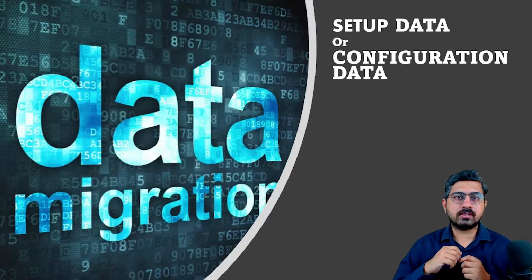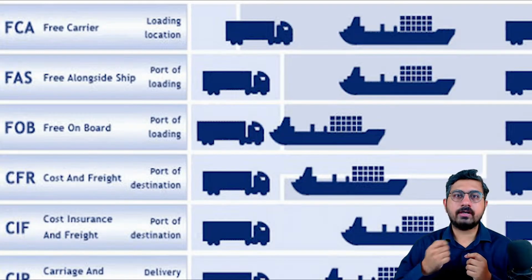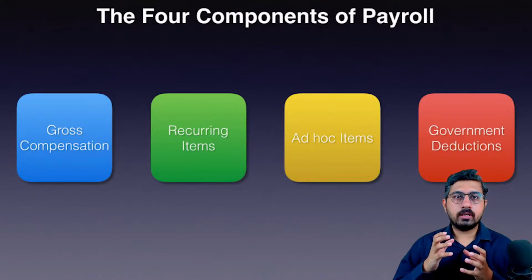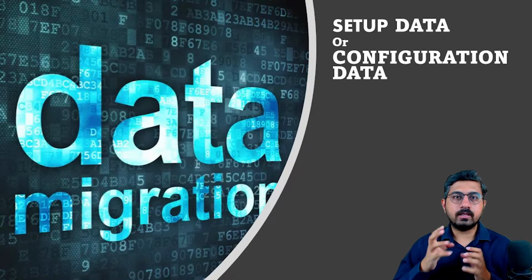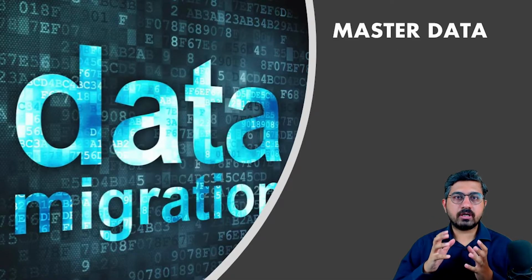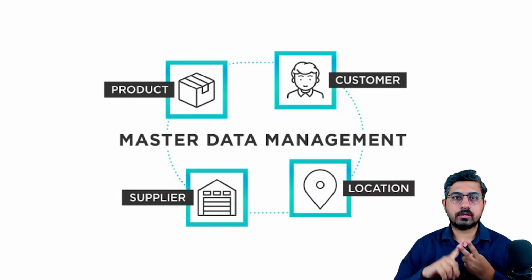If we talk about supply chain management, then there could be freight terms. Or if we talk about human capital management, then it could be the employee payroll components. It could be anything. So that is the example of setup data. Now, second is the master data. The prominent examples for master data would be the supplier master or the customer master or the bank master and so on and so forth.